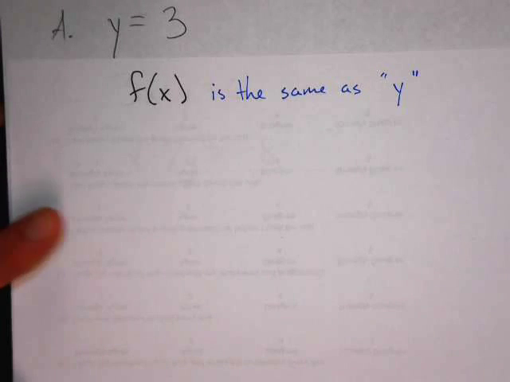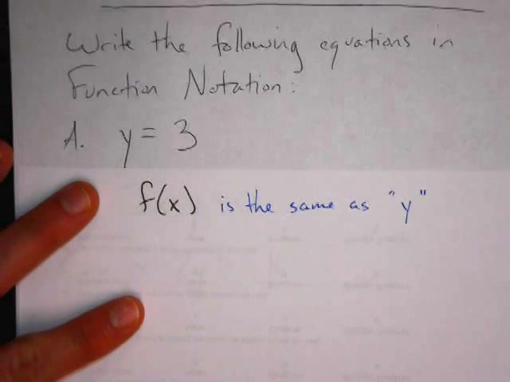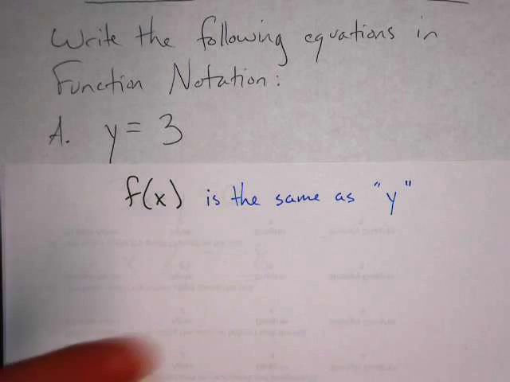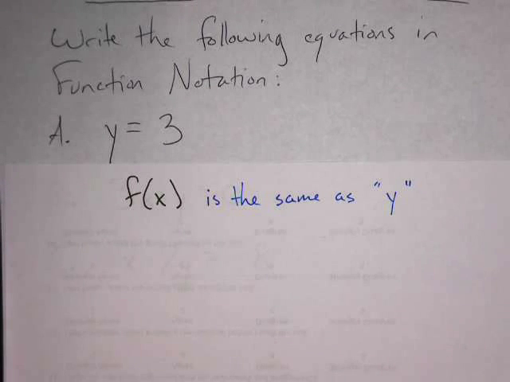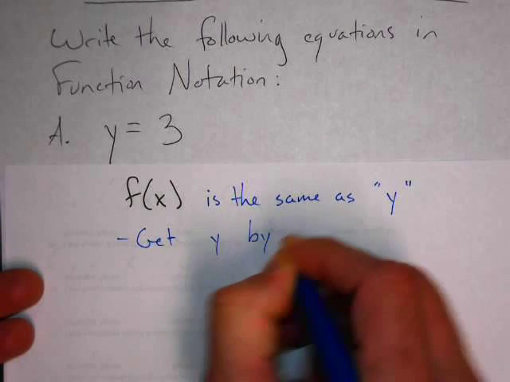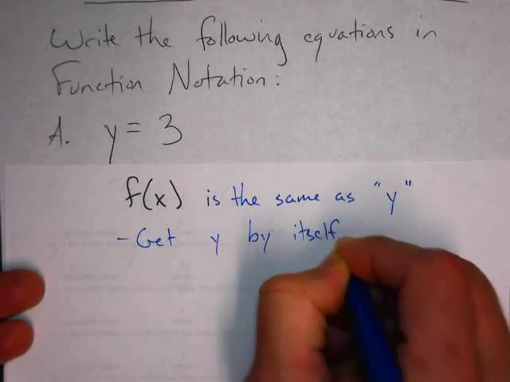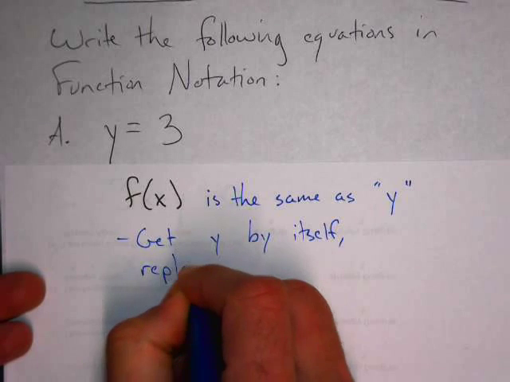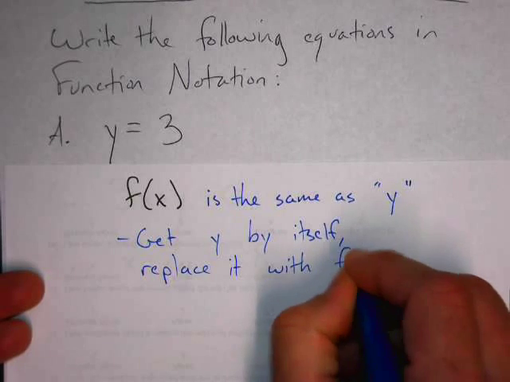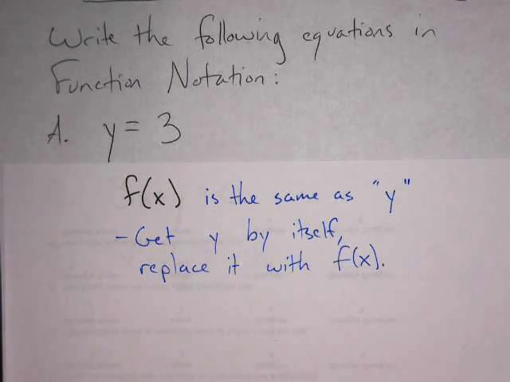So if the directions read, write the equation in function notation, basically once you get y by itself, then replace it with f of x, and that's seriously it. So all you have to do is get y by itself and then replace it with f of x. That's how simple function notation is. And hopefully, if you know that last piece of information, then you can totally overcome your fear.